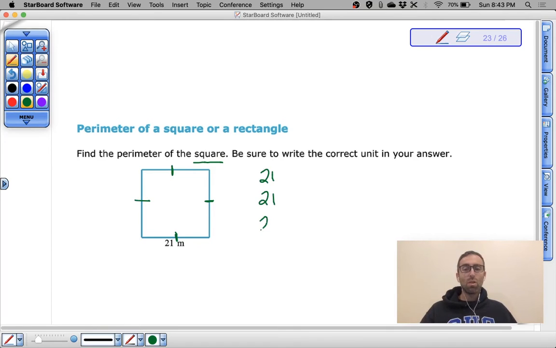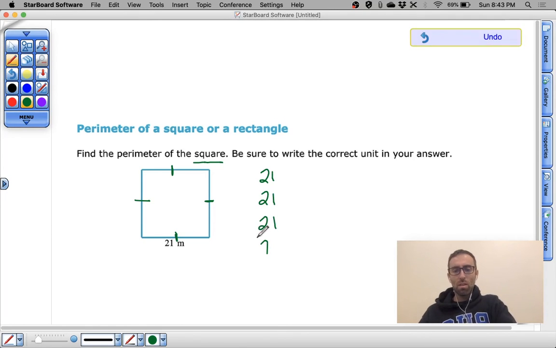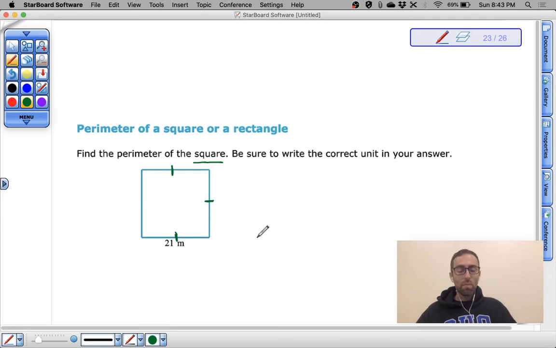21, 21, and that's ugly. Let's frame that. All right, I'm going to write this all over again. 21, 21, 21, and 21. 1 plus 1 plus 1 plus 1. There's 4 of them. I get an answer of 4.